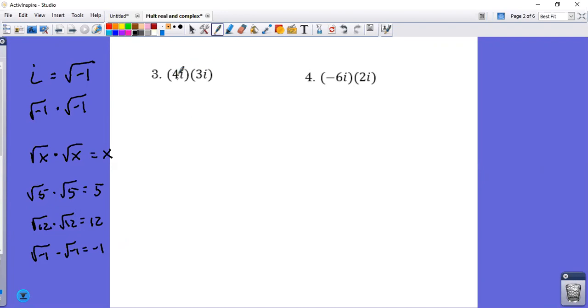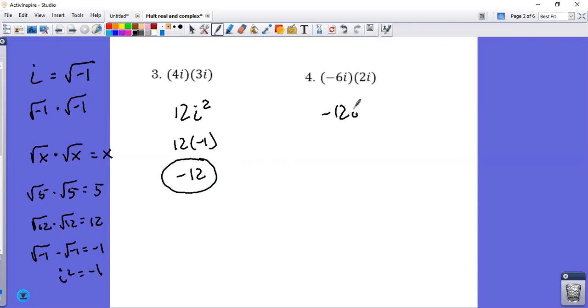So when you do 4i times 3i, this would be 12i squared. You don't have to write that if you just remember that i squared is negative 1. So this would be like having 12 times negative 1, or negative 12. So a negative 6 times 2 would be a negative 12i squared. But again, negative 12 times negative 1, it's going to change that to a positive 12. So anytime you have an i times an i, it's going to change your sign. Questions on that? It just is what it is.